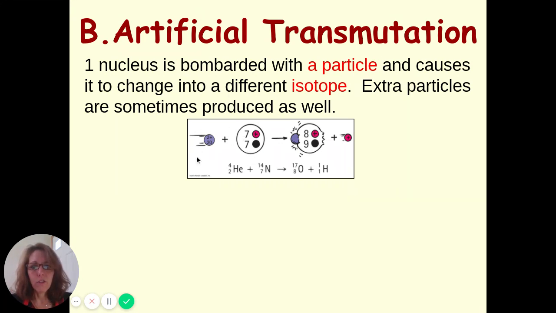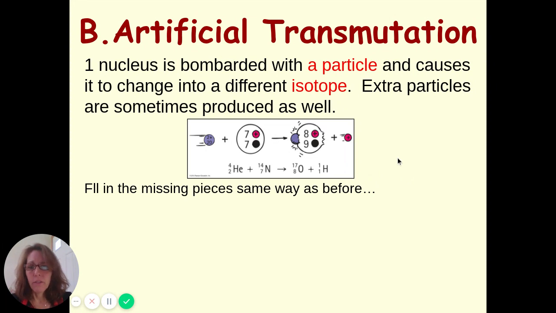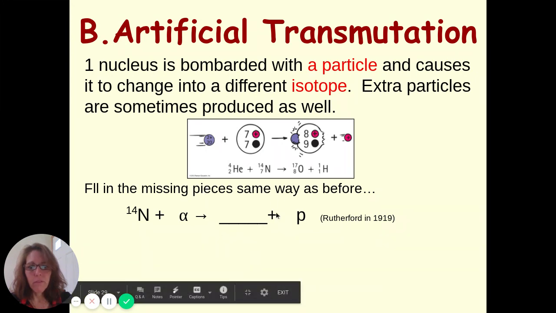So you'll see in this reaction, this helium or alpha particle is zooming, hitting into that nitrogen. It gets stuck inside the nucleus and causes it to break apart and spit out a proton in the process, or hydrogen. When you're answering these questions, you're going to fill in the pieces the same way as before. Pretend that there's an eye there. All right, so when you're looking at this equation, we have nitrogen-14. It's being bombarded with the alpha particle, and we're going to find the missing piece right here.